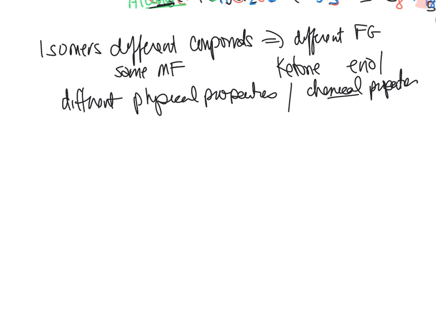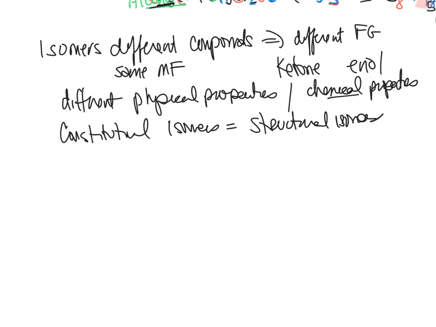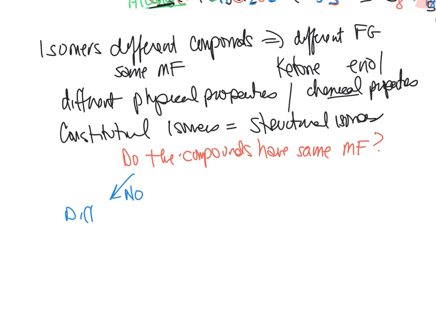And so constitutional isomers, these are also called structural isomers, and they have different bonding patterns. Now the other isomers, so the first flow chart: do the compounds have the same molecular formula? That's the question you want to ask. If the answer is no, they are different compounds. If the answer is yes, they are isomers. But now you've got to decide what type.